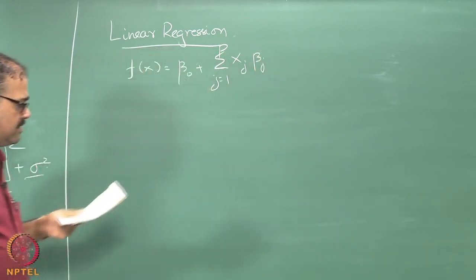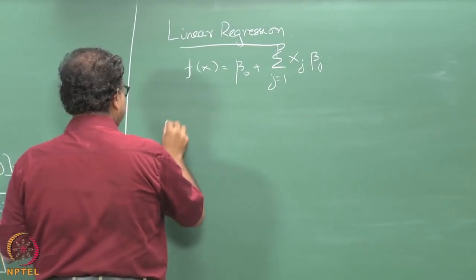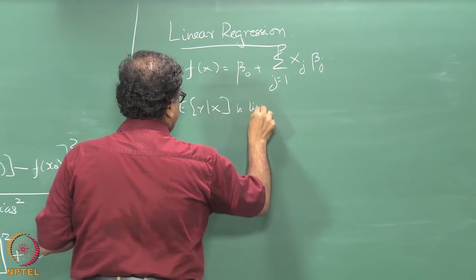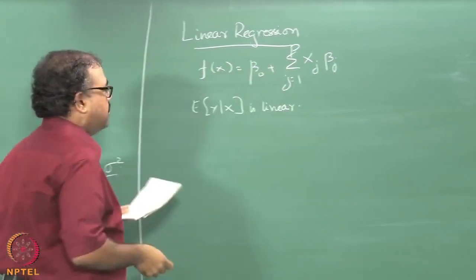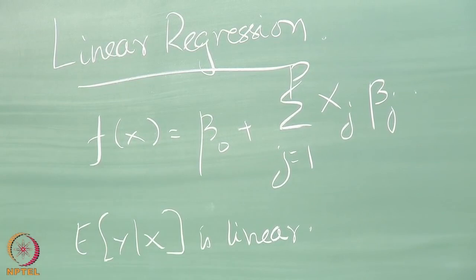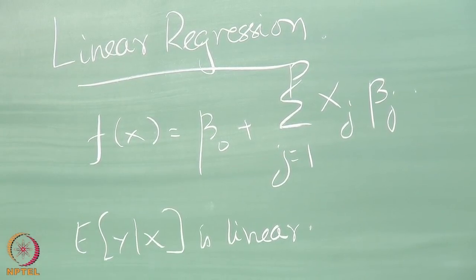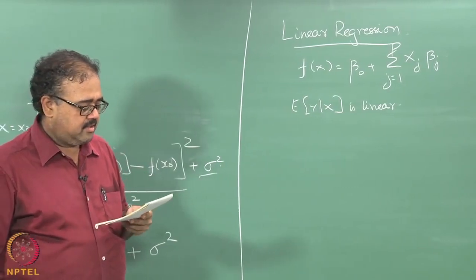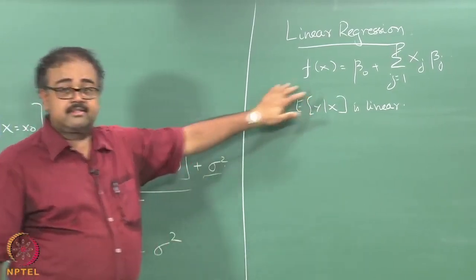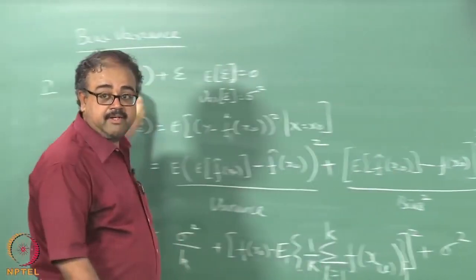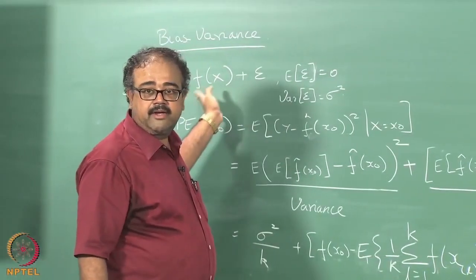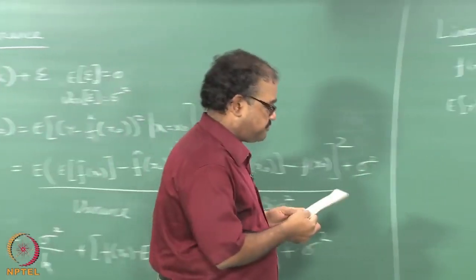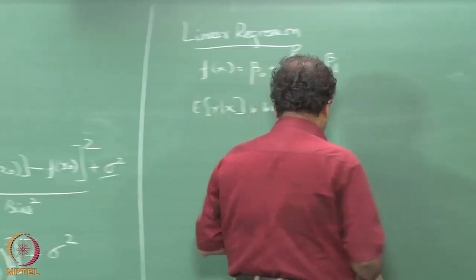Okay, so that is a basic assumption that we had earlier. Right, so we are going to assume that the expected value of y given x is linear. So here is the expected value of y. There is some kind of noise corrupted training data that is given to you, but the expected value of y given x is linear.